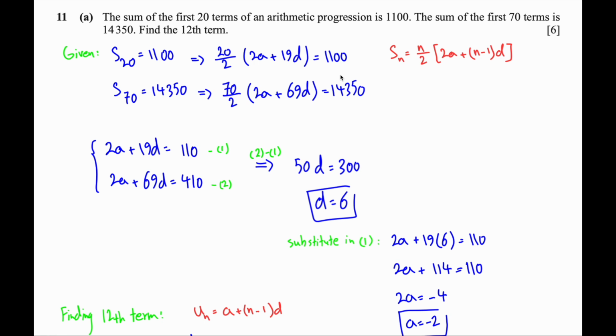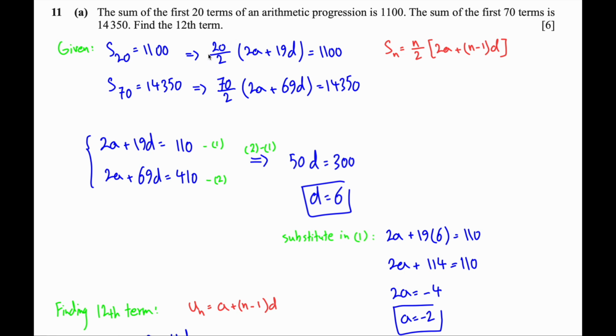So we are given the sum of the first 20 terms of an arithmetic progression, which is 1100. Also, we're told the sum of the first 70 terms is 14,350. We are asked to find the 12th term. So if you recall the formula for the sum of the first n terms in an arithmetic sequence, this is the formula. Now all I have to do is to replace n with 20 and 70 respectively. I get myself two equations.